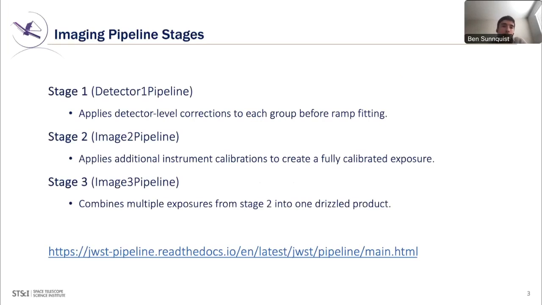So the imaging pipeline itself is divided up into three main stages. Stage 1, which is also called the Detector1 pipeline in Python, is going to apply detector level corrections to each group before ramp fitting. Stage 2 is going to apply additional instrument calibrations to create a fully calibrated single exposure. And then stage 3 is going to take several of those stage 2 products and drizzle them together into one final product.